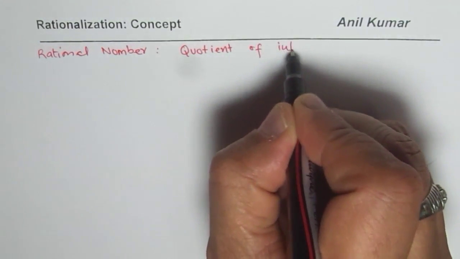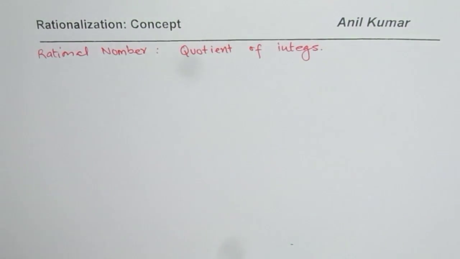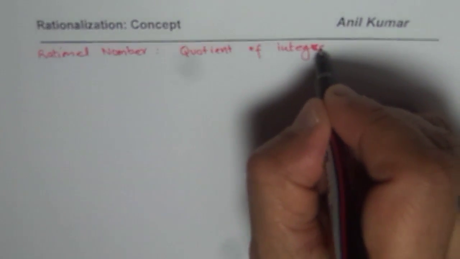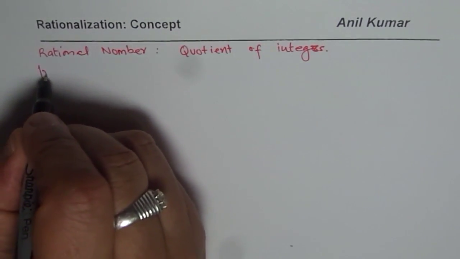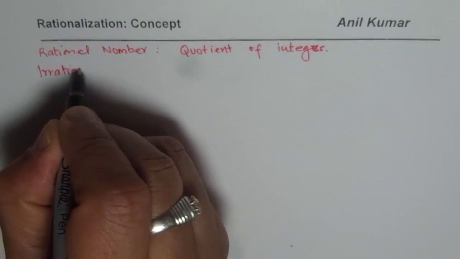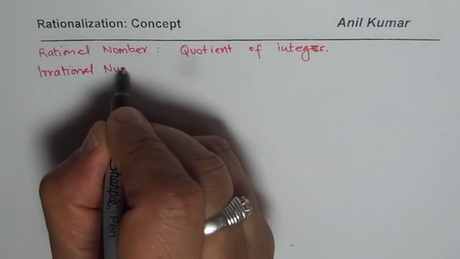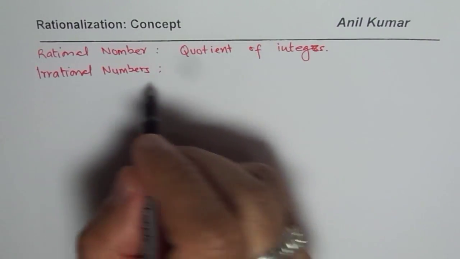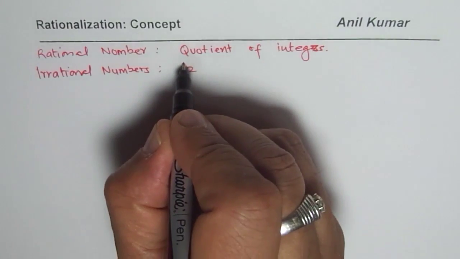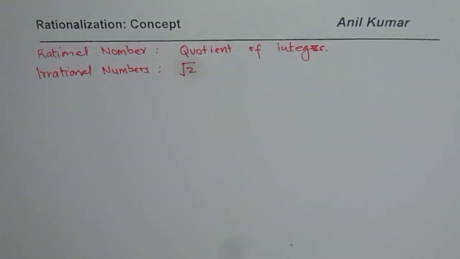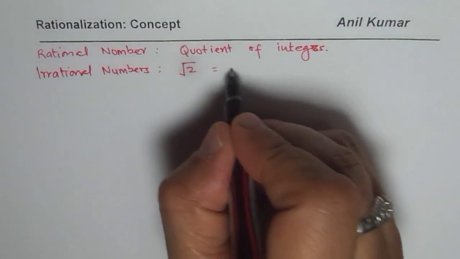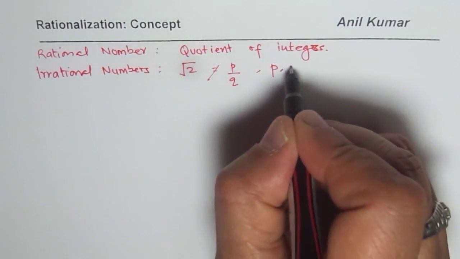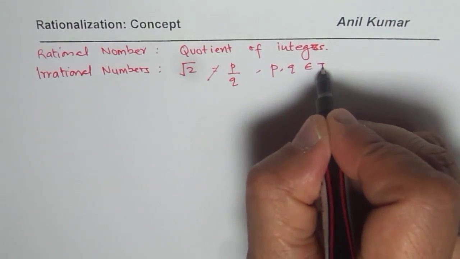quotient of integers, right? So these are rational numbers. That means they could be written like a fraction, so integers. Now irrational numbers, you cannot write them as integers. For example, we say square root of 2. Now square root of 2 is irrational. We cannot write this in the form of p over q, where p and q belong to the set of integers.